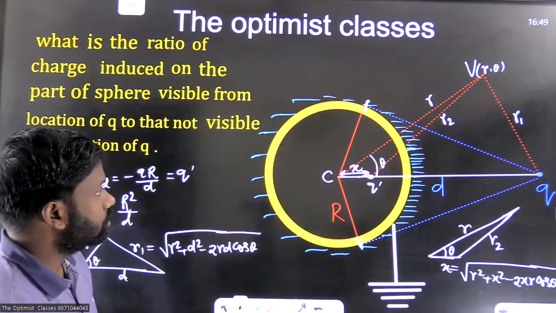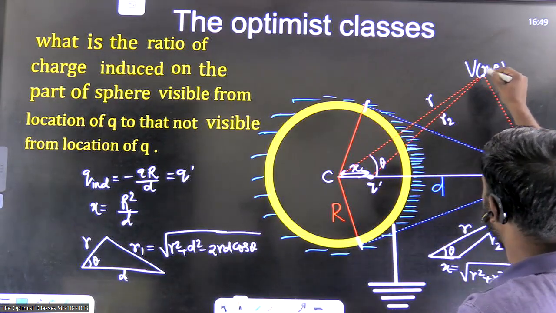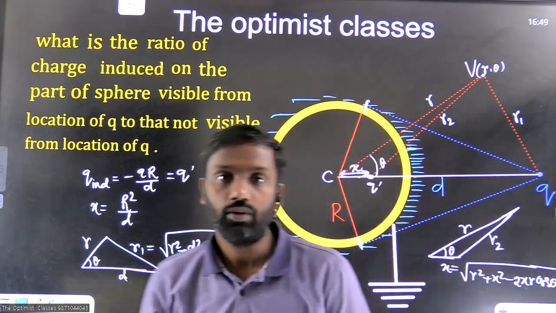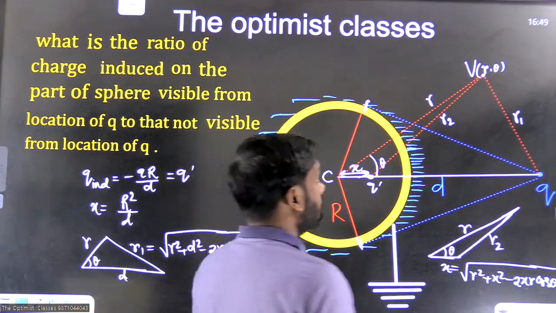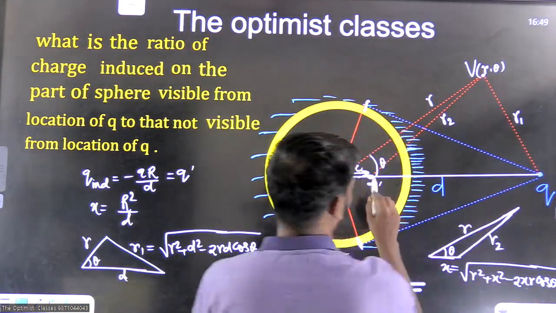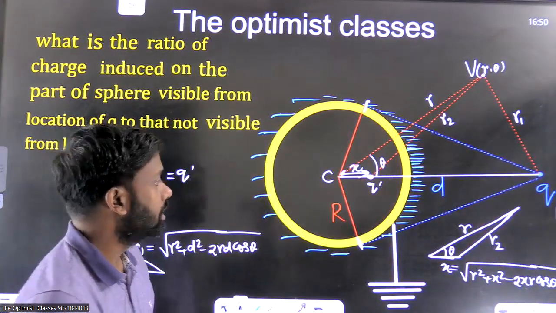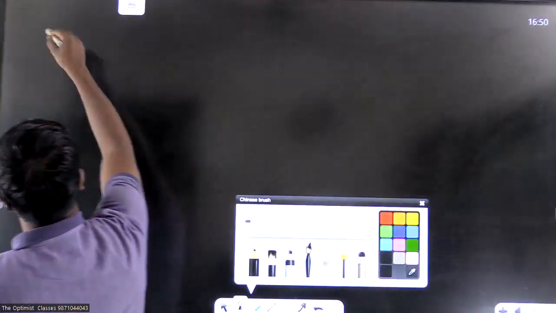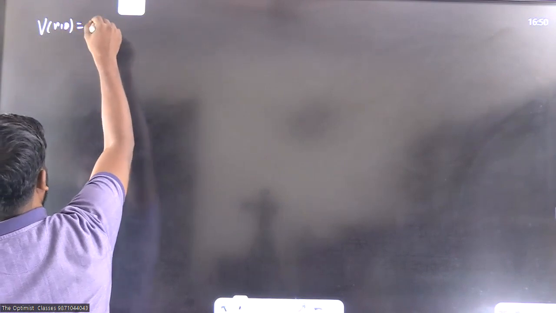Using this R1 and R2, now let's calculate the potential at this location, which we are calling V. From the potential, we will calculate the electric field, and using the electric field, we will then calculate the charge density. So let us calculate the potential first at this location. The potential will obviously be due to this Q and due to Q dash. We don't have space here, so moving to another slide. The potential at location R and theta will be equal to the potential due to Q.